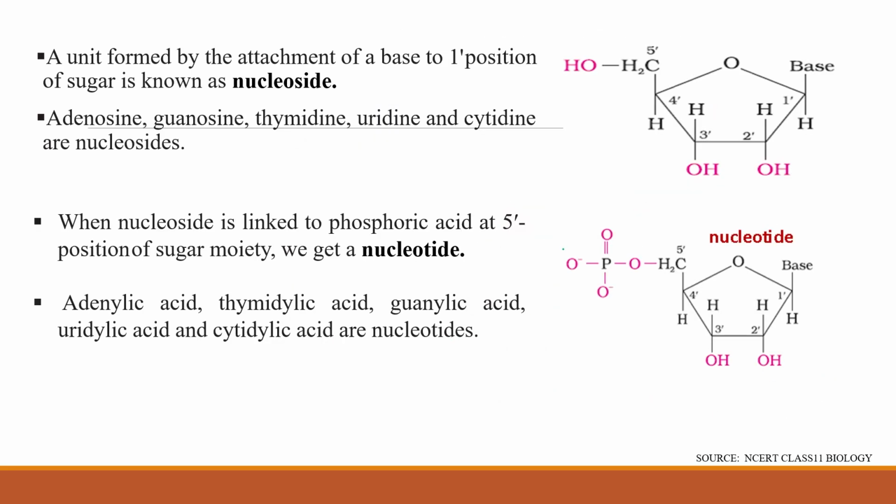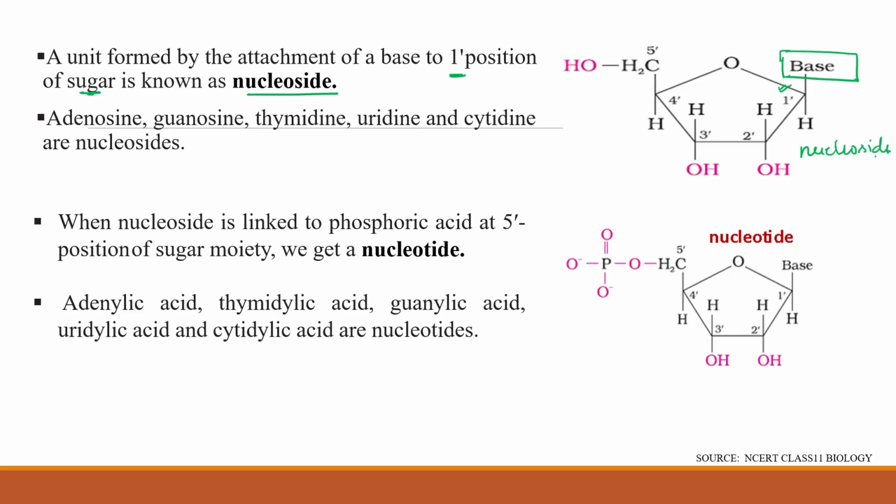Okay. So a unit formed by the attachment of the base at the first position of the sugar is known as a nucleoside. This is a ribose sugar, and this is the base. It comes and combines with the first carbon of this sugar. Now I can use the term nucleoside for the same.